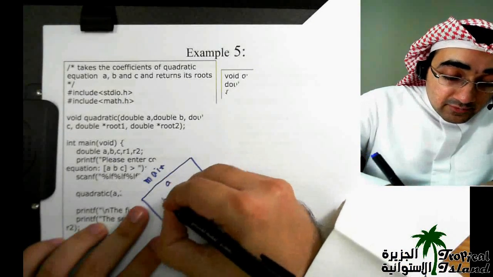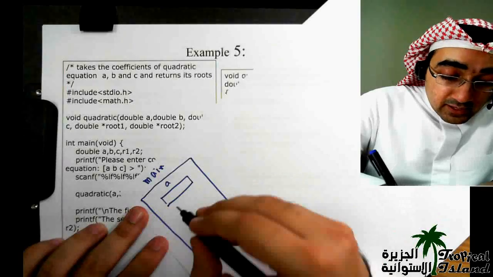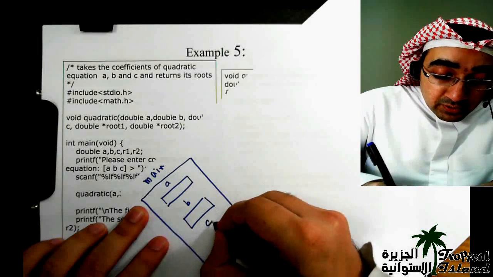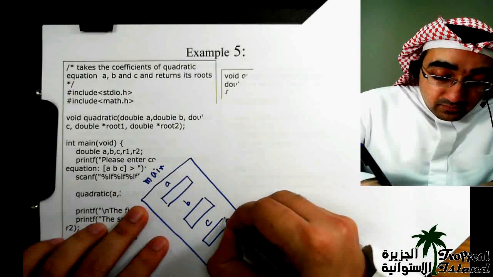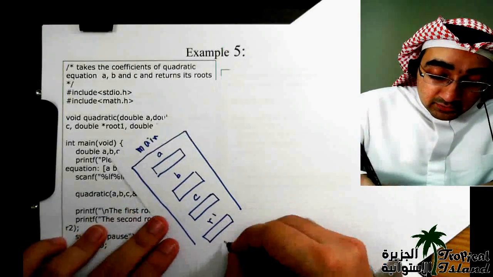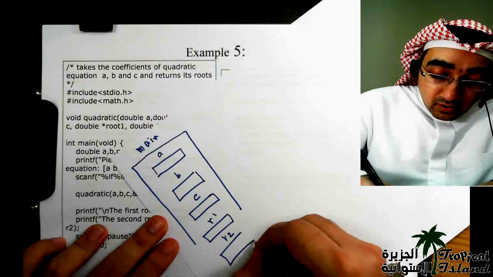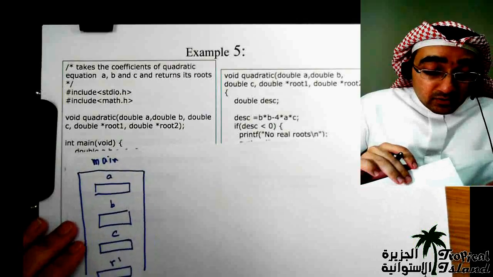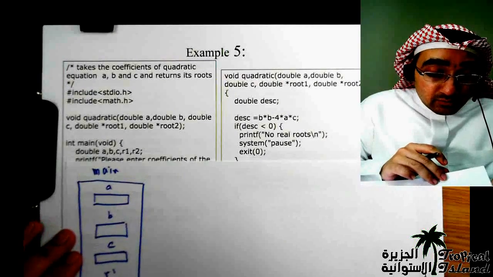So I have a, which is a variable. It's going to have some memory. B is other memory. Then we have C. Then we have R1. Then we have R2. Okay, so these are all double variables.